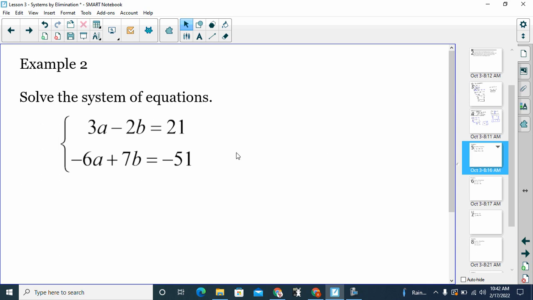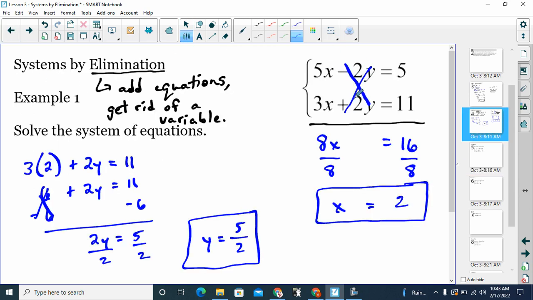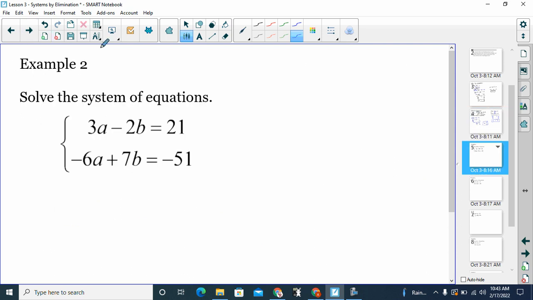The problem with this one is I cannot start by just adding the equations together. The last one, it worked out great because right here I had minus 2y plus 2y, and they canceled. If I look at my a's, I've got 3a minus 6a. Those don't cancel. And here I have negative 2b plus 7b. Those also don't cancel. So I don't want to add my equations together yet because I would not be eliminating either one of the variables, either the a's or the b's.